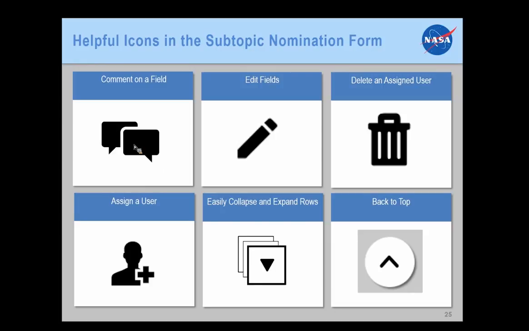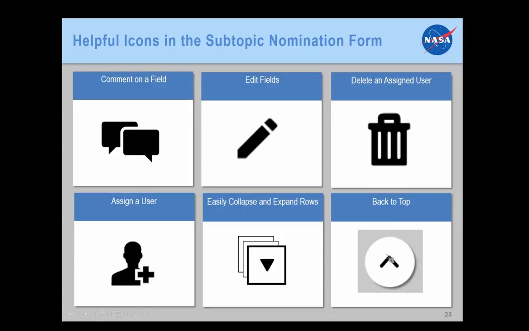Right, Sasi? Yeah, that is right. Okay. And the edit field is how you can make edits directly in the nomination and for any of those fields. Now because the subtopic nomination forms this year were uploaded directly into the EHB through the PDF forms, the assigned users are editable. So there will be the option to delete an assigned user, which is the trash can, and the option to assign a user, which is a little person with a plus sign.